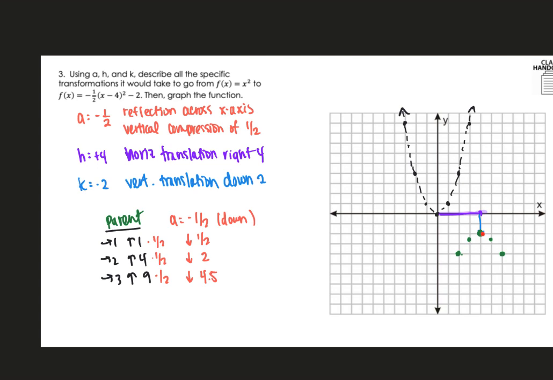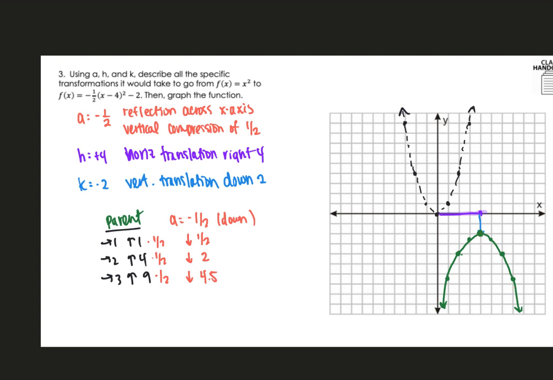And then from my vertex, I'm going to go over 3. Normally, I would go up 9, but I'm going to go down half as much. So 4.5 would put me right here. And again, using its symmetric point from there. So this is what we would expect because we know that a compression makes our graph wider than the parent function. And this graph is definitely wider than our parent function that we have here. So this is a wider graph.